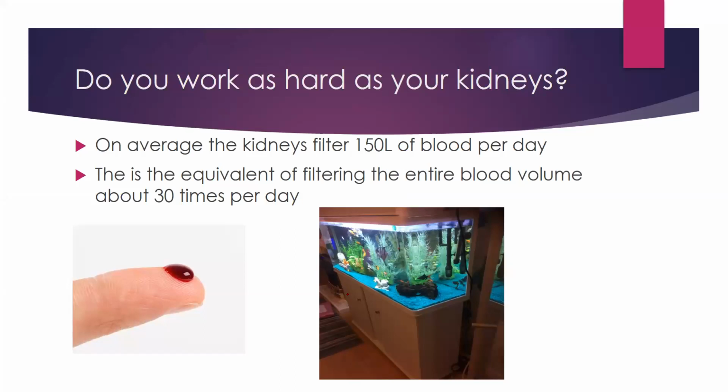So do you work as hard as your kidneys? No, you do not. The answer is no. On average, the kidneys filter 150 liters of blood per day. That is the equivalent of filtering an entire blood volume about 30 times per day. So they are working hard. This is a 150-gallon fish tank. So just imagine that being filtered all day. Try to take a bucket of that out and filter it through a filtration system and then put it back in. That's what the kidneys essentially are doing all day long. So I think that's pretty impressive.